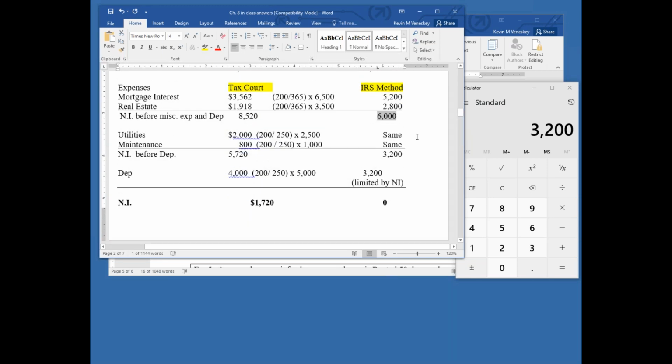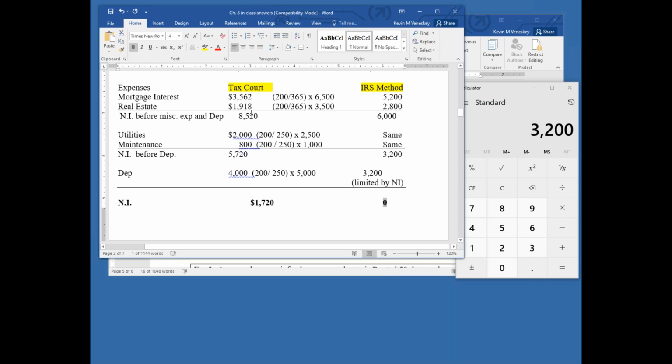Same amount of deductions for both sides down here. We can't change anything. So when I take the 8,520 minus these two, I'm left with 5,720. And then of the depreciation, it was 5,000. I can take 80%, so I can take the full 4,000. Now you might think, wait a minute. Right now I've got income that I'm going to have to pay taxes on, whereas over here I wouldn't have to. That's true. But we've got to look at it even further.